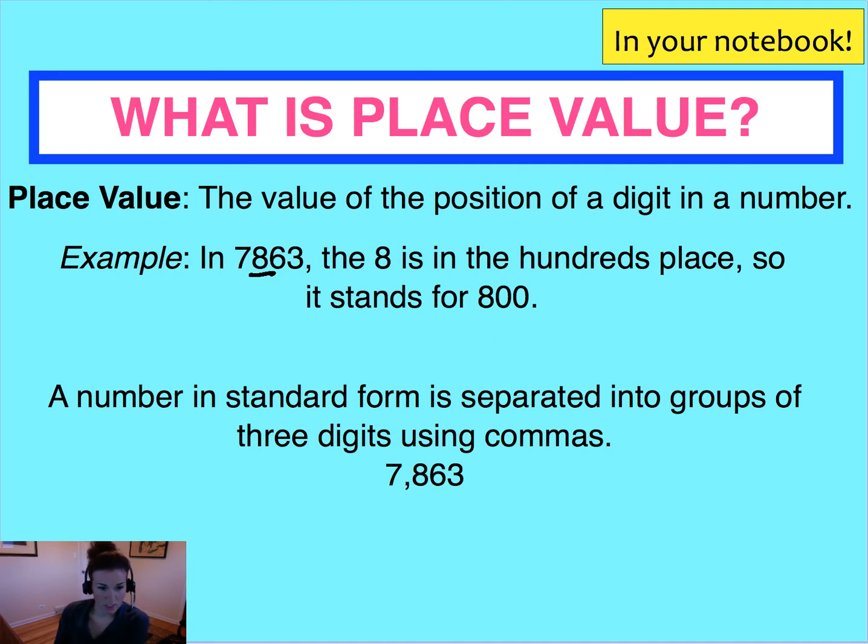Something else you need to know is that a number in standard form is separated into groups of 3 digits using commas. So we start after the ones digit and we count over 1, 2, 3 numbers, and that's where we put the comma. If this number had been longer, we would continue on, and every 3 digits we would put another comma.